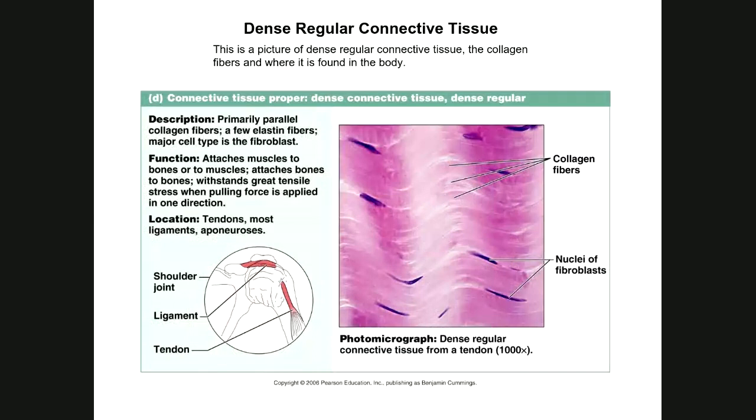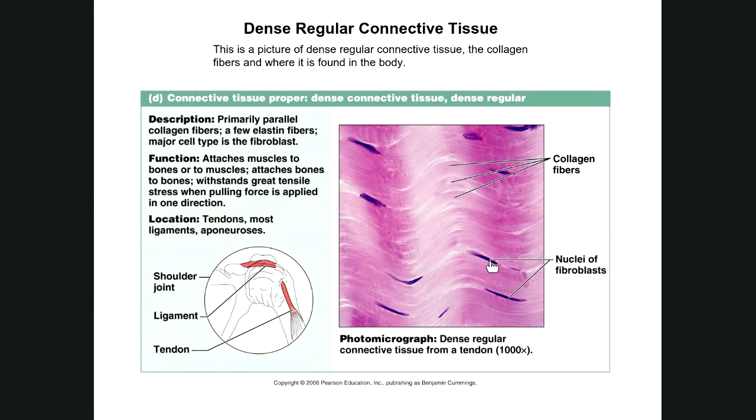This is dense regular connective tissue. So the dense regular, the dense implies a lot of collagen fibers. Regular means the direction. So they're kind of wavy, but they're all going the same direction. I'm not going to have dense irregular, it looks kind of weird, we're not going to do that one. So here's dense regular. And these little dark structures here, these are the nuclei of fibroblasts, the fiber formers, the cells that made all these collagen fibers. So you can see that in there.